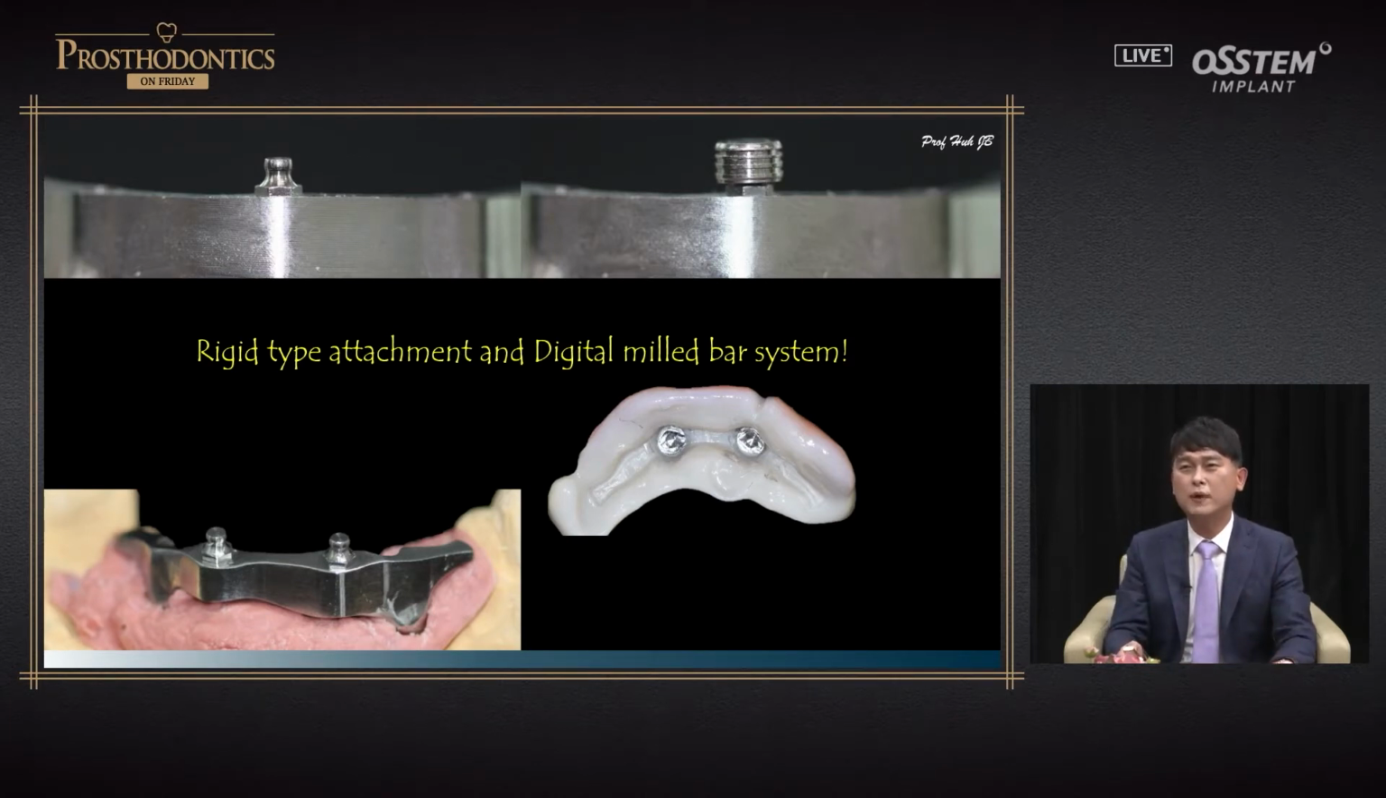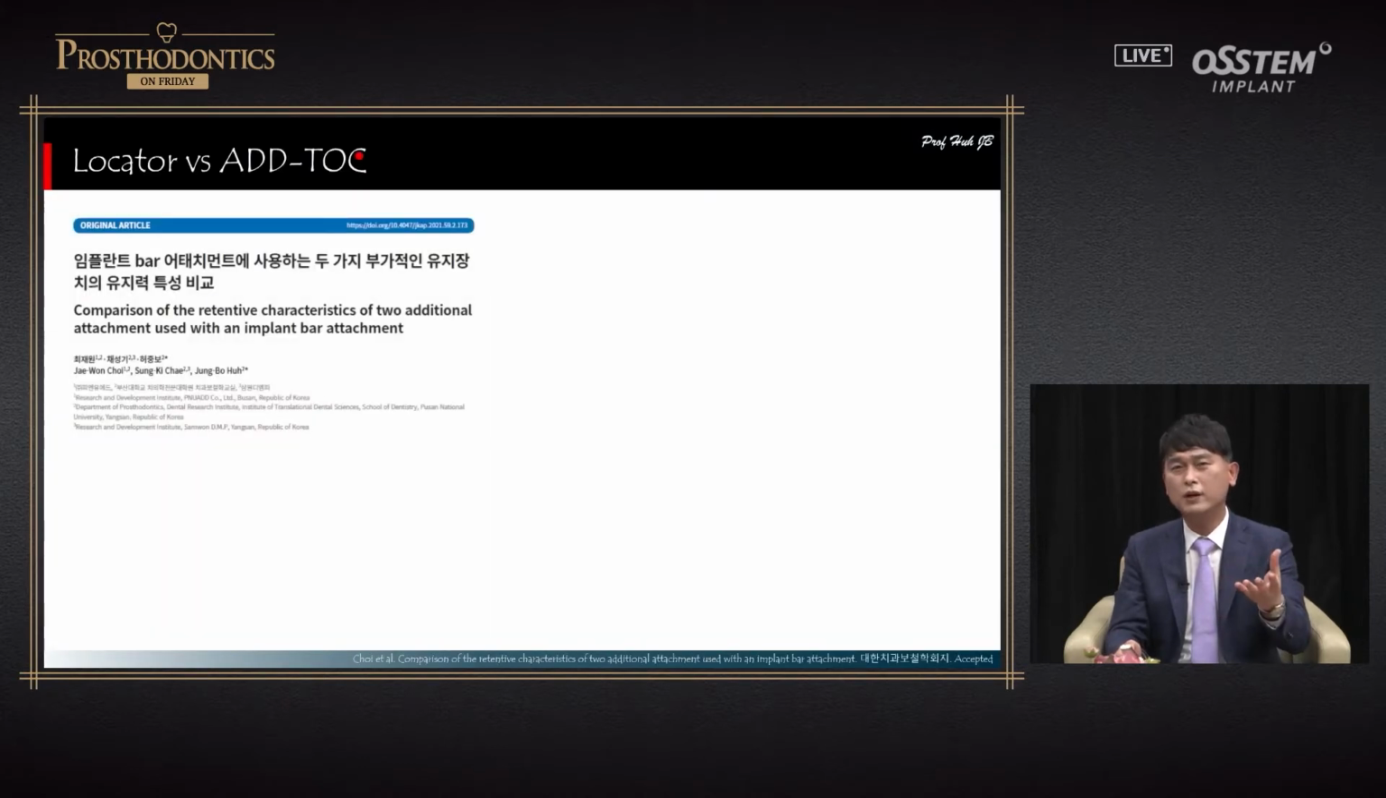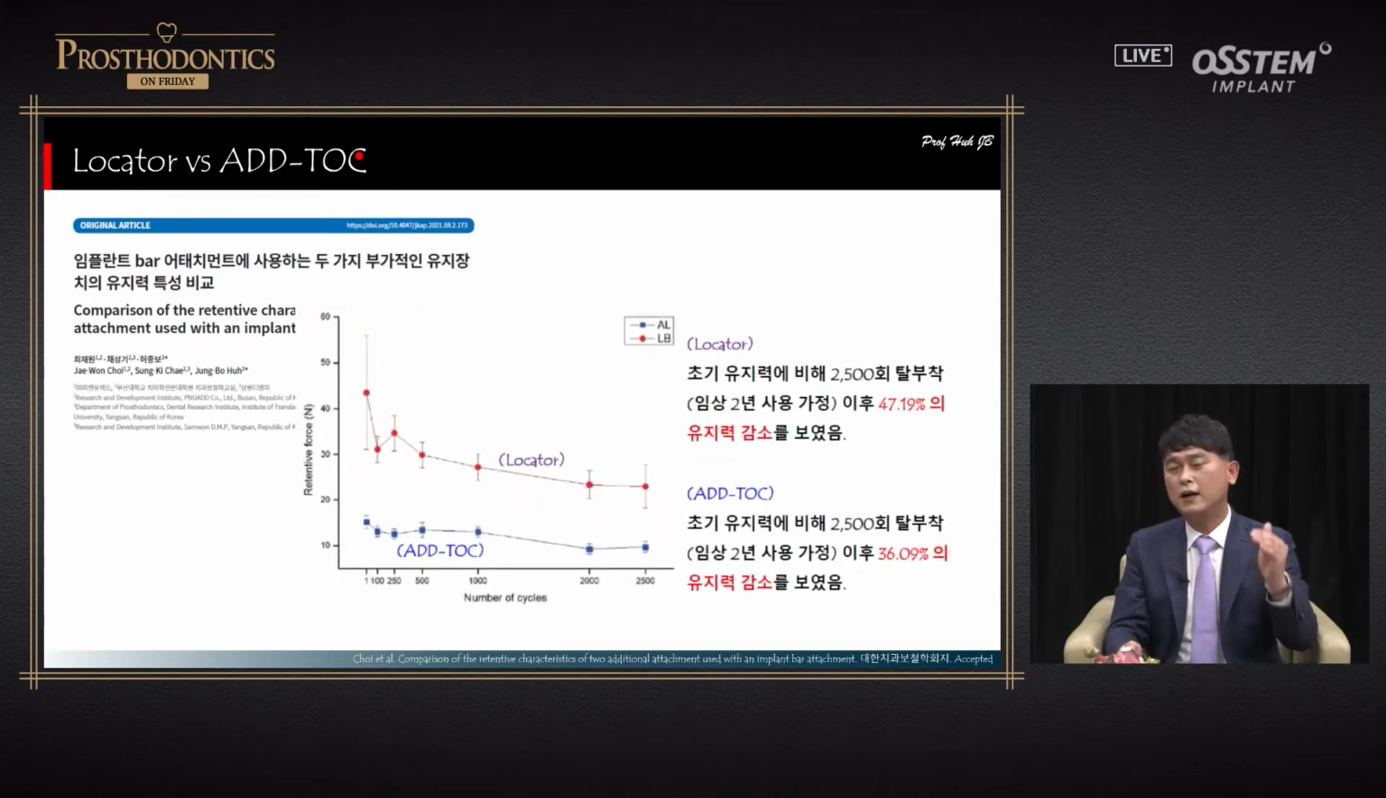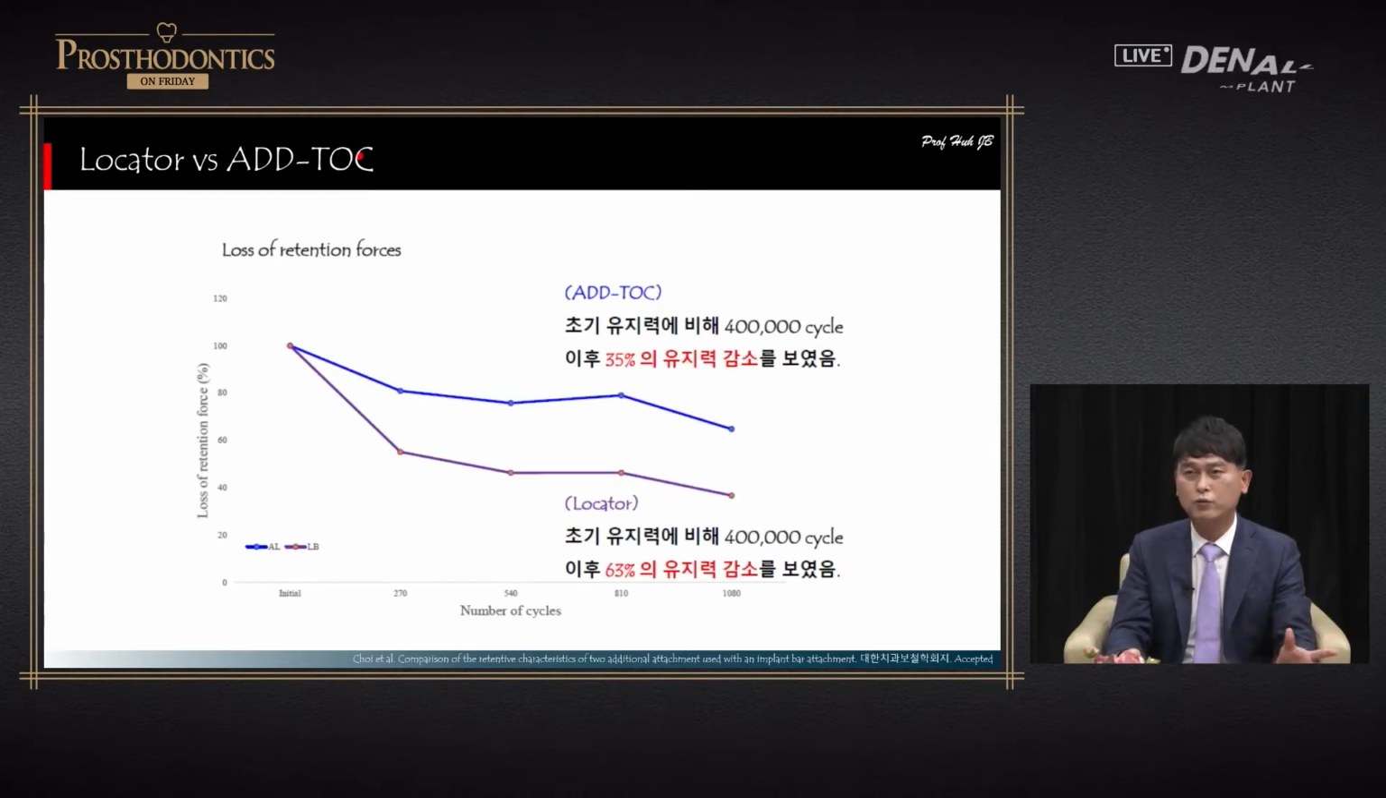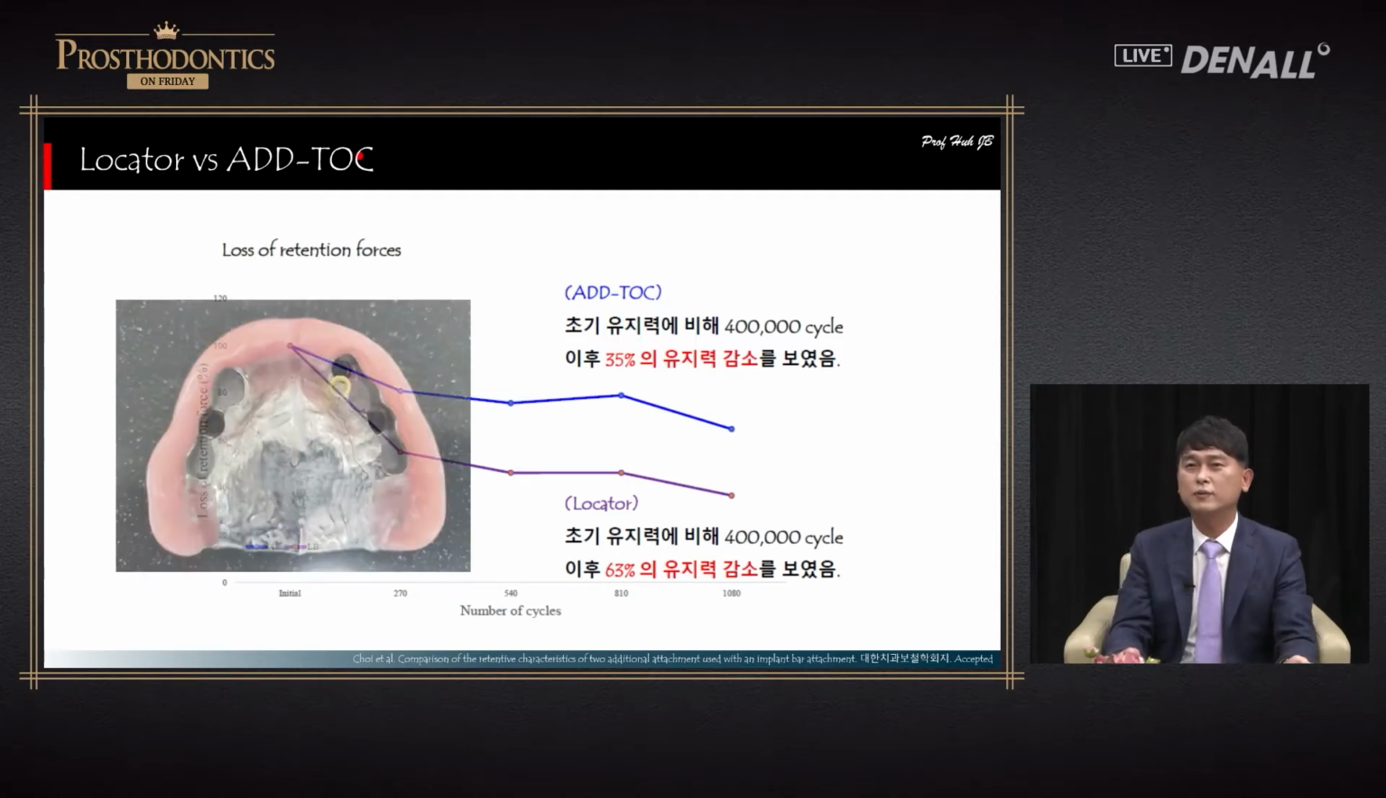For the attachments that can be used with the milled bar, there are Locator and Adtalk. The Adtalk is developed in Korea. Each of them has merits and demerits, and they can be worn down. However, if the bar is fitting with the prosthesis and it doesn't move, the retention of Locator or Adtalk can last very long according to the study we conducted. Let me just skip this comparison data.